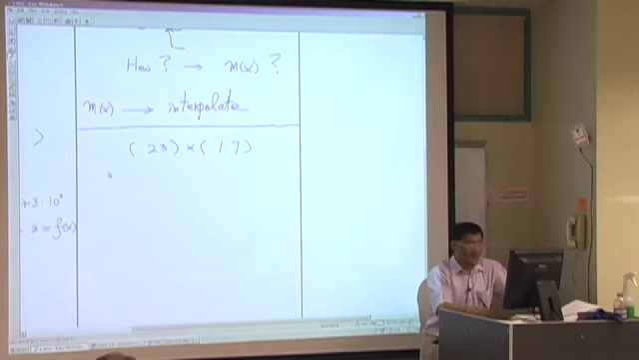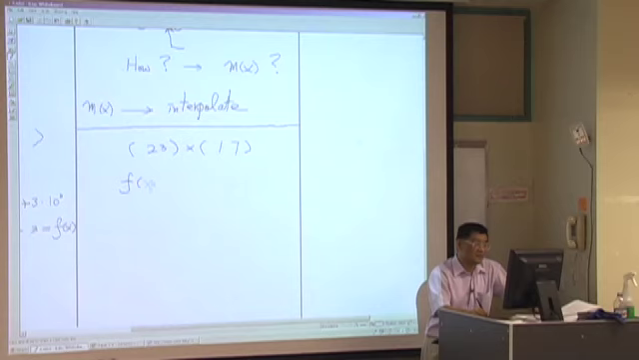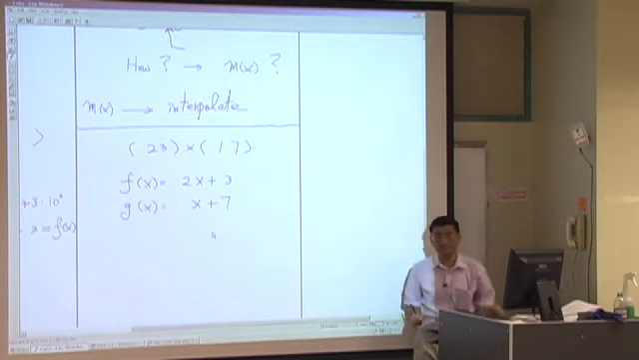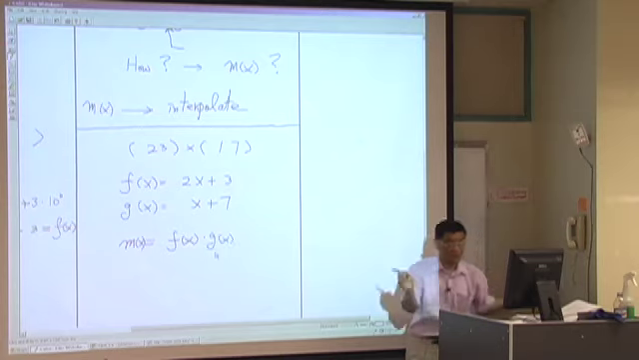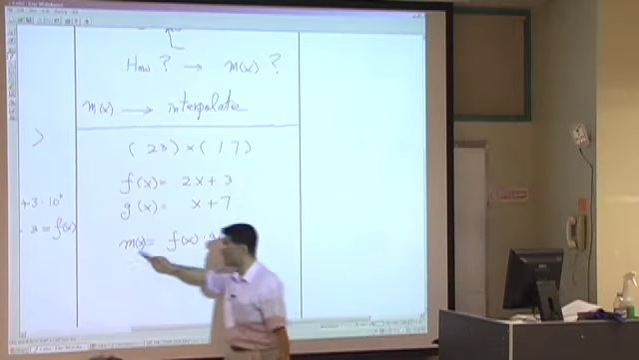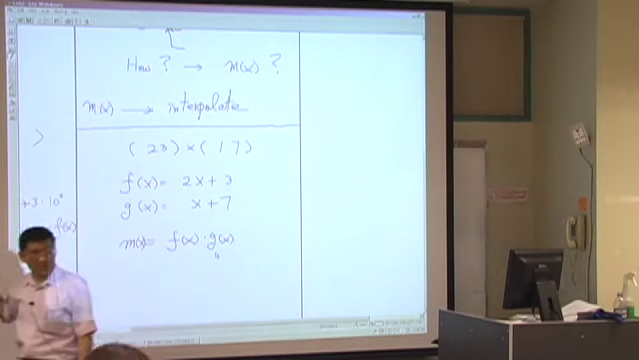Then, what is the f function? The f function is 2x plus 3. What is the g function? x plus 7. Then I want to find the m function defined by the product of the two. Of course, I don't want to do direct multiplication. I want to interpolate the m function.